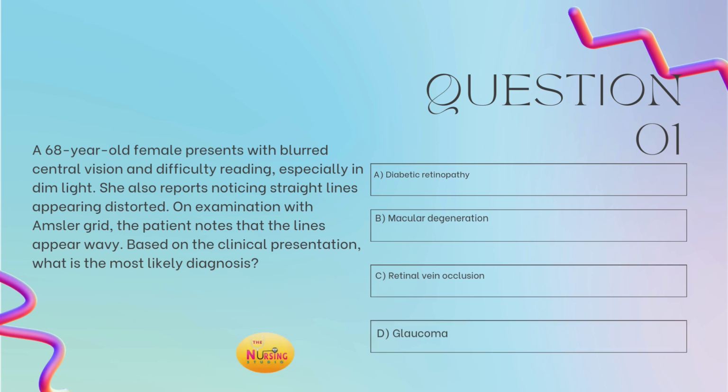Question number one states: a 68-year-old female presents with blurred central vision and difficulty reading, especially in dim light. She also reports noticing straight lines appearing distorted. On exam with Amsler grid, the patient notes the lines appear wavy. Based on this clinical presentation, what is the most likely diagnosis? Is it A, diabetic retinopathy, B, macular degeneration, C, retinal vein occlusion, or D, glaucoma?